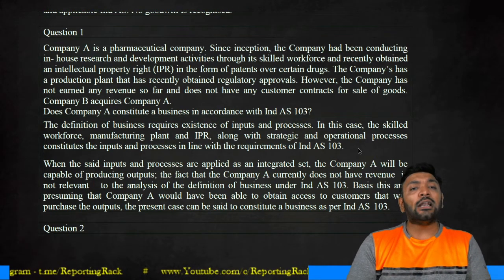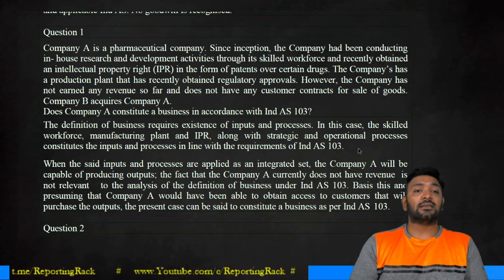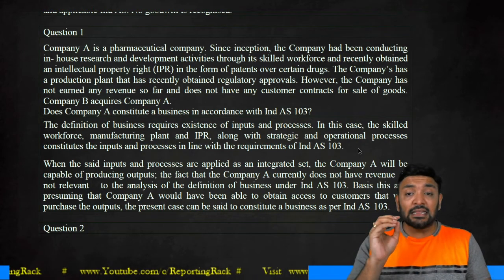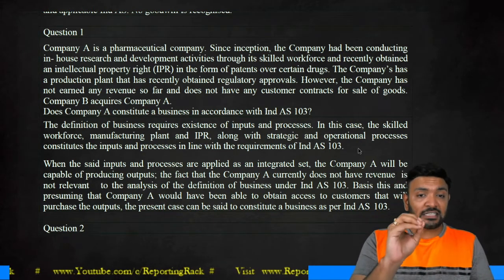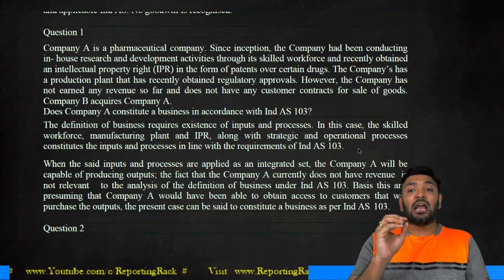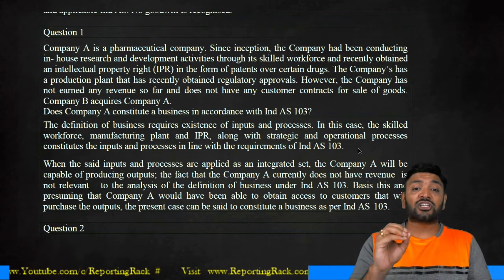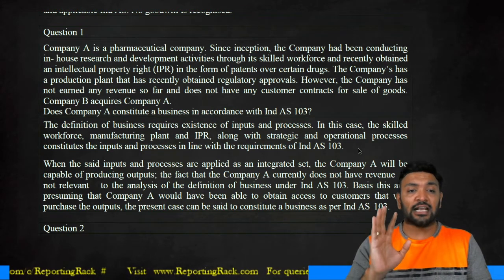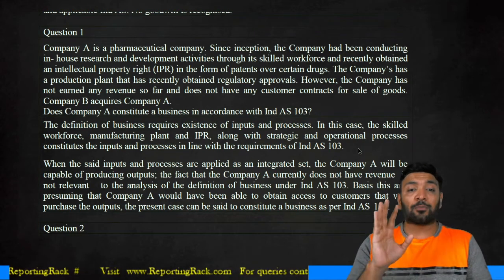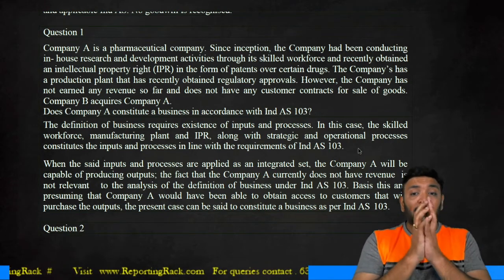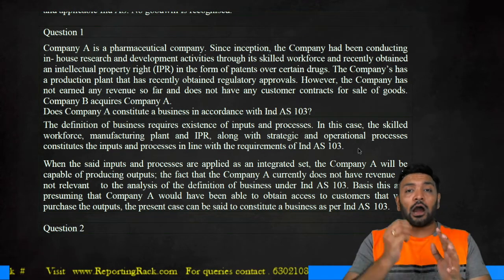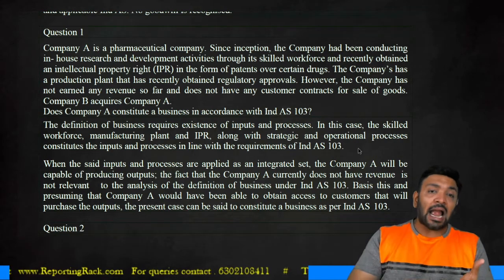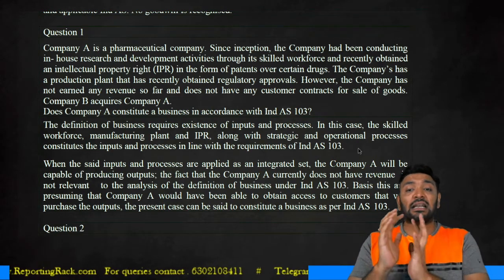Now, you need to understand with the help of the definition of business. The definition of business requires existence of inputs and processes. In this case, the skilled workforce, the manufacturing plant, the intellectual property rights, along with strategic and operational processes, constitute the operating activities or inputs and processes in line with the requirements of Ind AS 103. When the said inputs and processes are applied as an integrated set, Company A is capable of producing output. So along with the plant, the IPRs, intellectual property rights, and the skilled workforce together are generating some output.